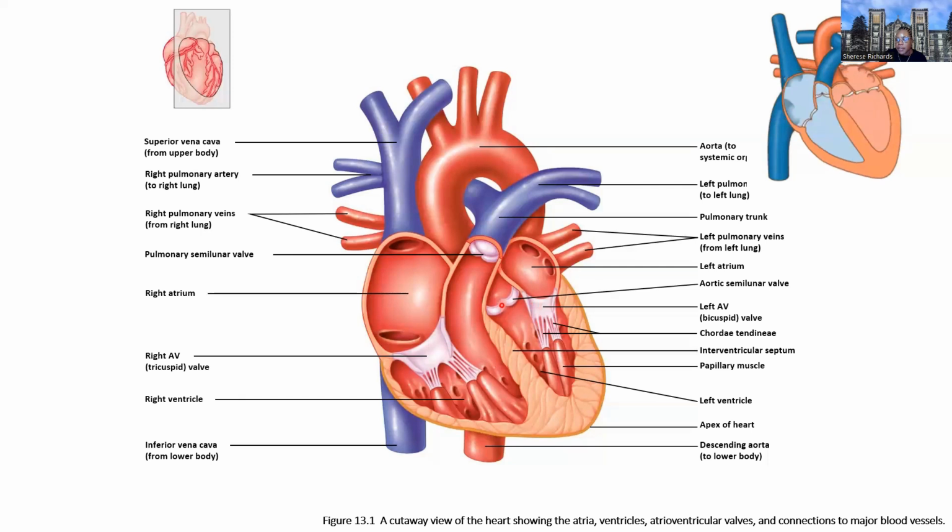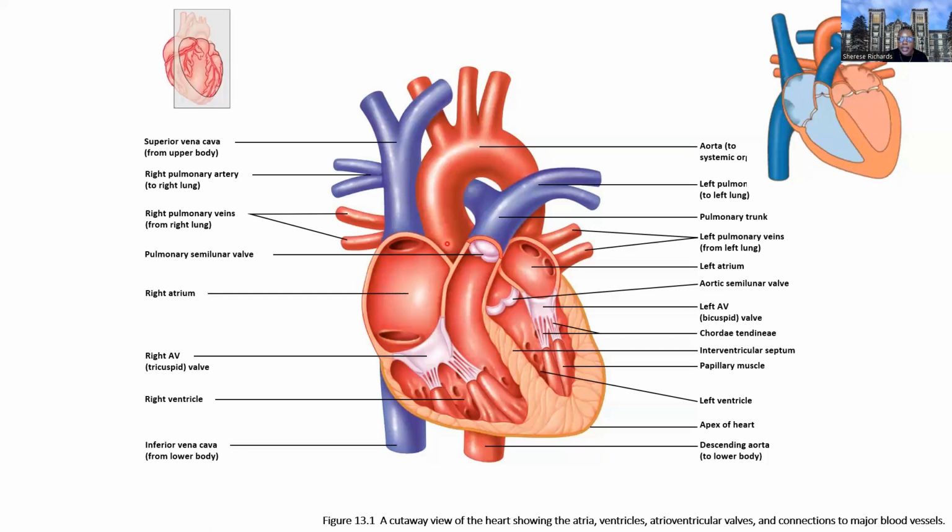And then we can think about the valves that separate the ventricle from the exiting vessel, both the aorta and the pulmonary artery. These are called semilunar valves. The pulmonary valve leaves the right ventricle to the pulmonary circulation, and the aortic valve leaves the left ventricle out into the systemic circulation by the aorta.